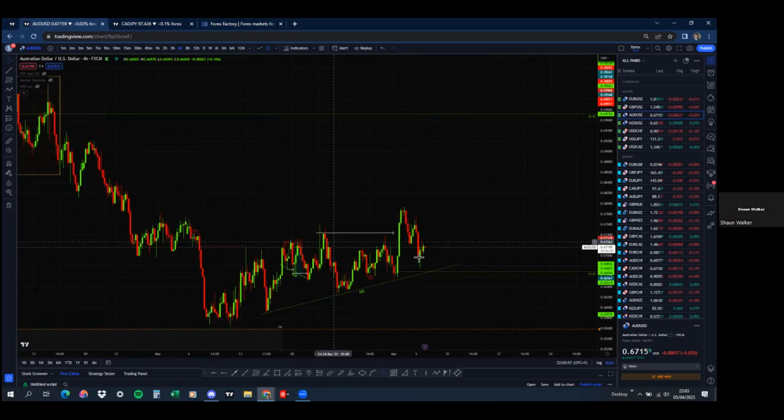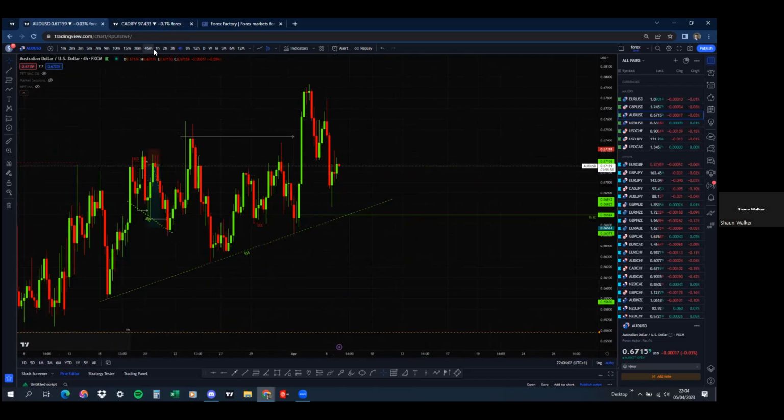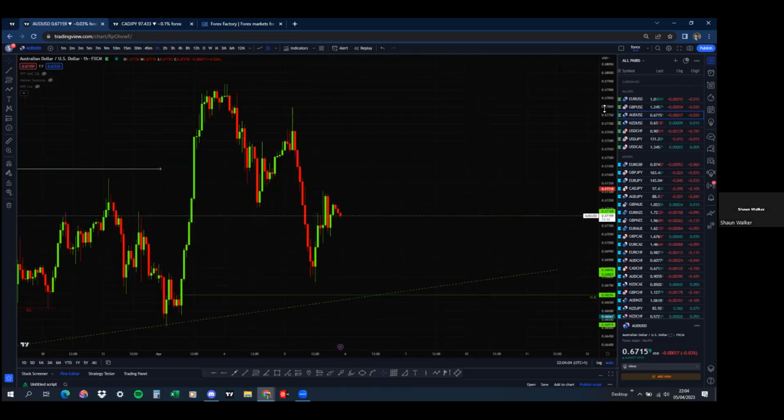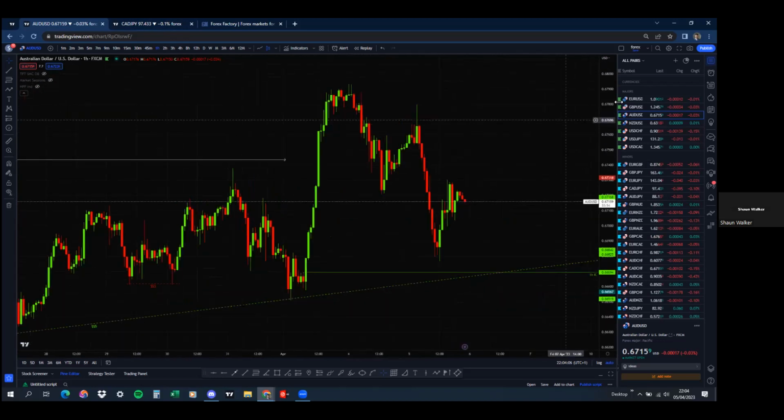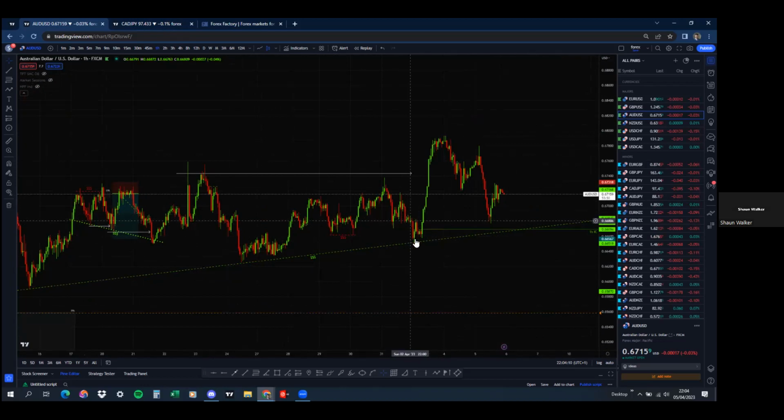But we've broken structure now, and I did see on Dave's call what I would have liked to have seen here, because this is a sweep as well.